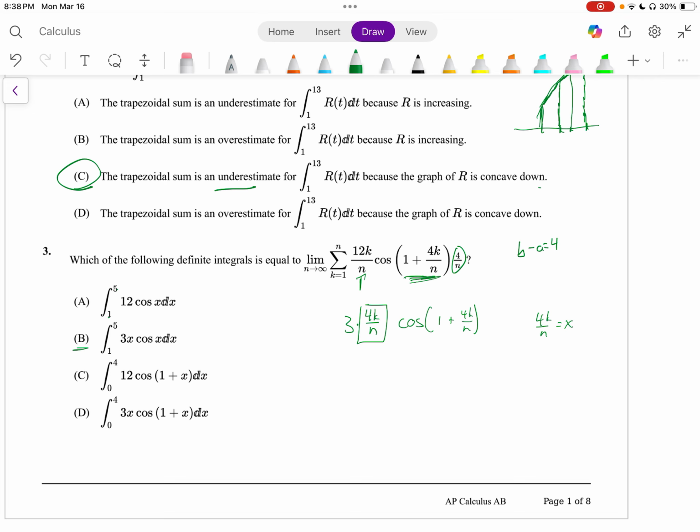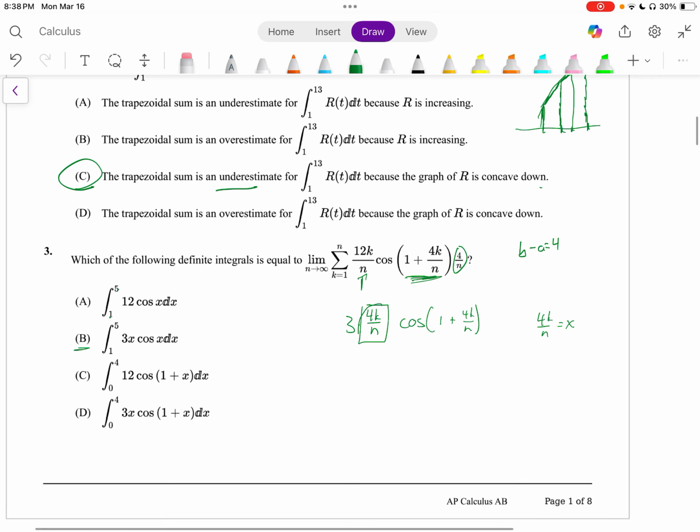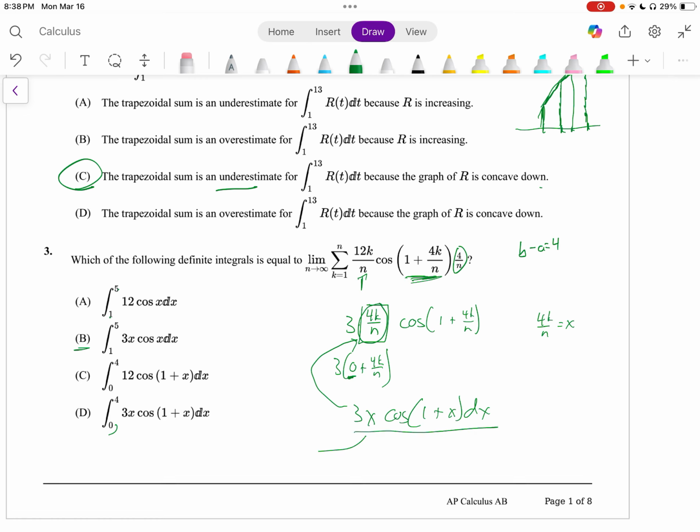And so looking at this one, we see this starts at kind of a 0 plus 4k over n. So it's going to start at 0. That's going to be our starting point. So it's going to be either C or D. And as we substitute in here, we have 3x times cosine of 1 plus x dx. And so that matches D.